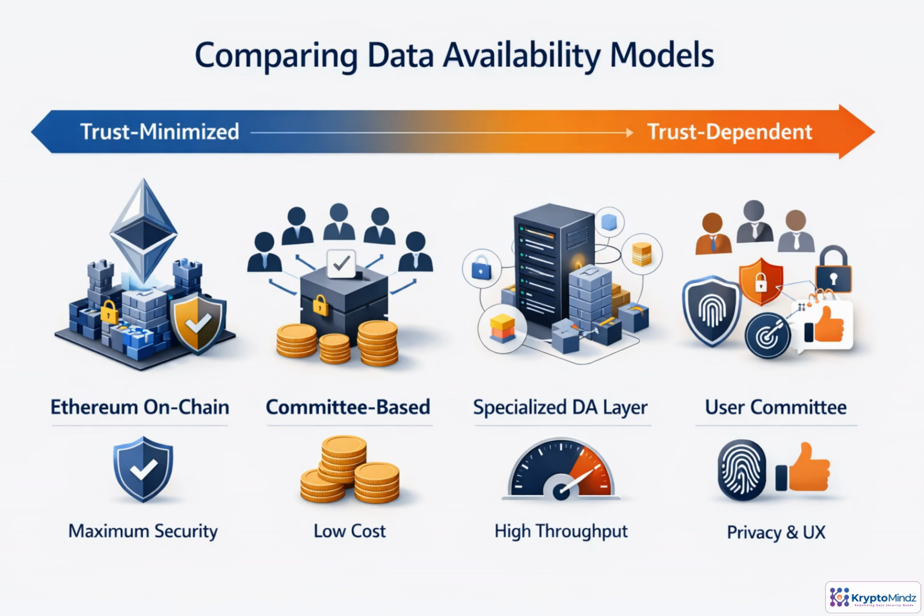There is no single best data availability model for every rollup. Publishing directly to Ethereum gives the strongest recovery guarantees, but usually at the highest cost. Committees reduce cost by asking a smaller group to attest that data exists, which adds trust. Specialized DA layers target higher throughput and lower fees, with separate protocol risk. User-focused committees may improve privacy or UX. The right choice depends on asset value, user risk, and recovery needs.